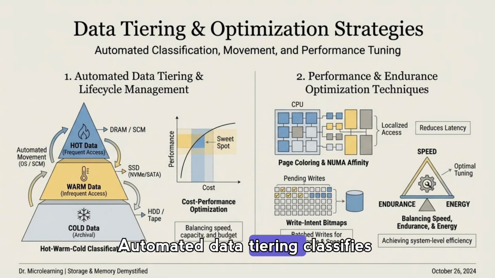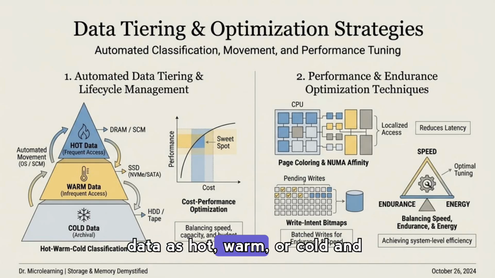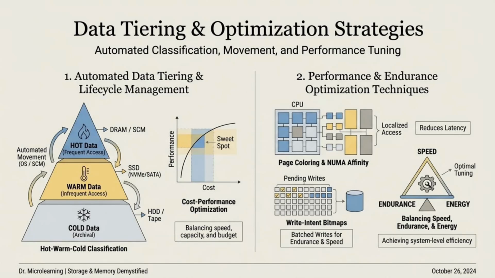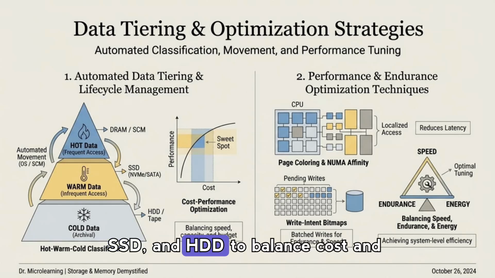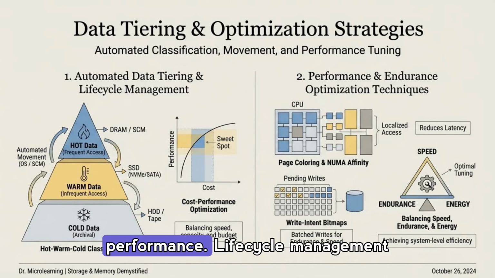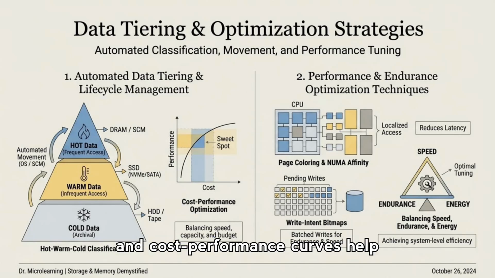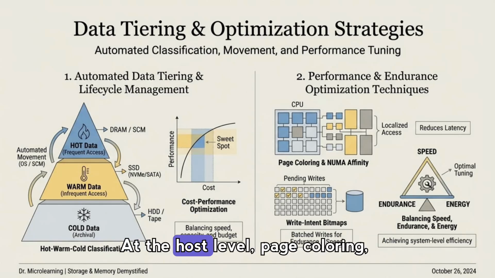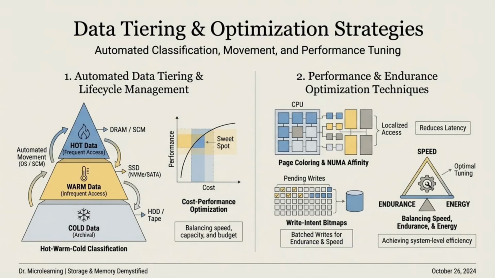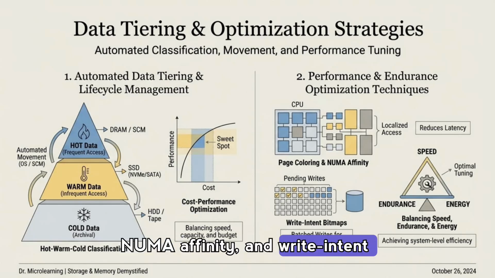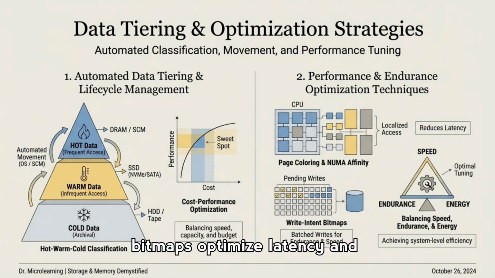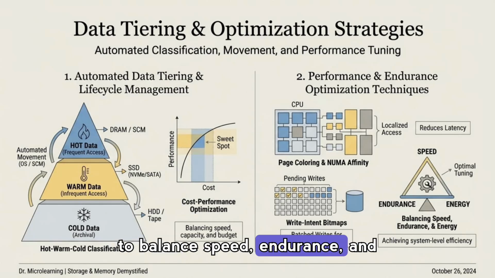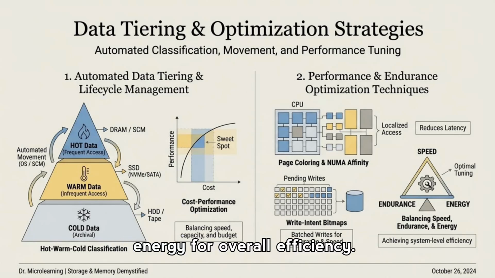Automated data tiering classifies data as hot, warm, or cold, and moves it between DRAM, SCM, SSD, and HDD to balance cost and performance. Lifecycle management and cost-performance curves help find the sweet spot for placement. At the host level, page coloring, NUMA affinity, and write intent bitmaps optimize latency and endurance, while system tuning aims to balance speed, endurance, and energy for overall efficiency.